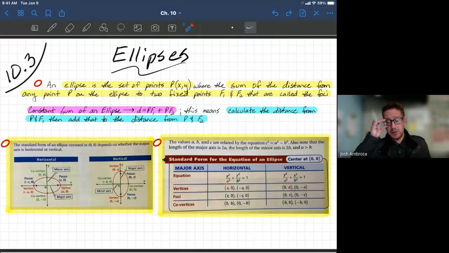All right, Algebra 2. Welcome back, guys. Here we go. We are in section 3 today, all about ellipses.